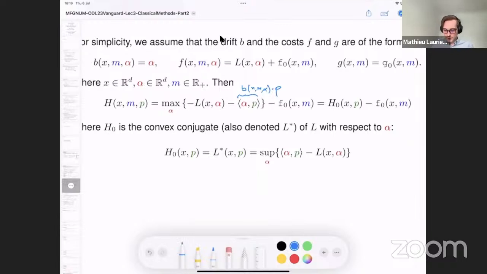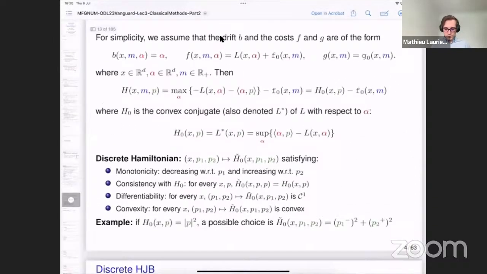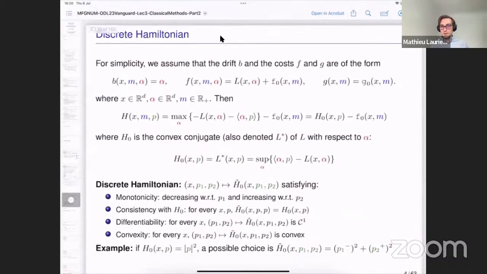All right, so this is my Hamiltonian. You can express it in the form h0 of x, p minus f0 of x, m. And h0 is the convex conjugate to L. Okay, so the convex conjugate here, I will sometimes use the notation star, so L star, to denote the convex conjugate, and it is defined in this way. So this is for the continuous Hamiltonian.